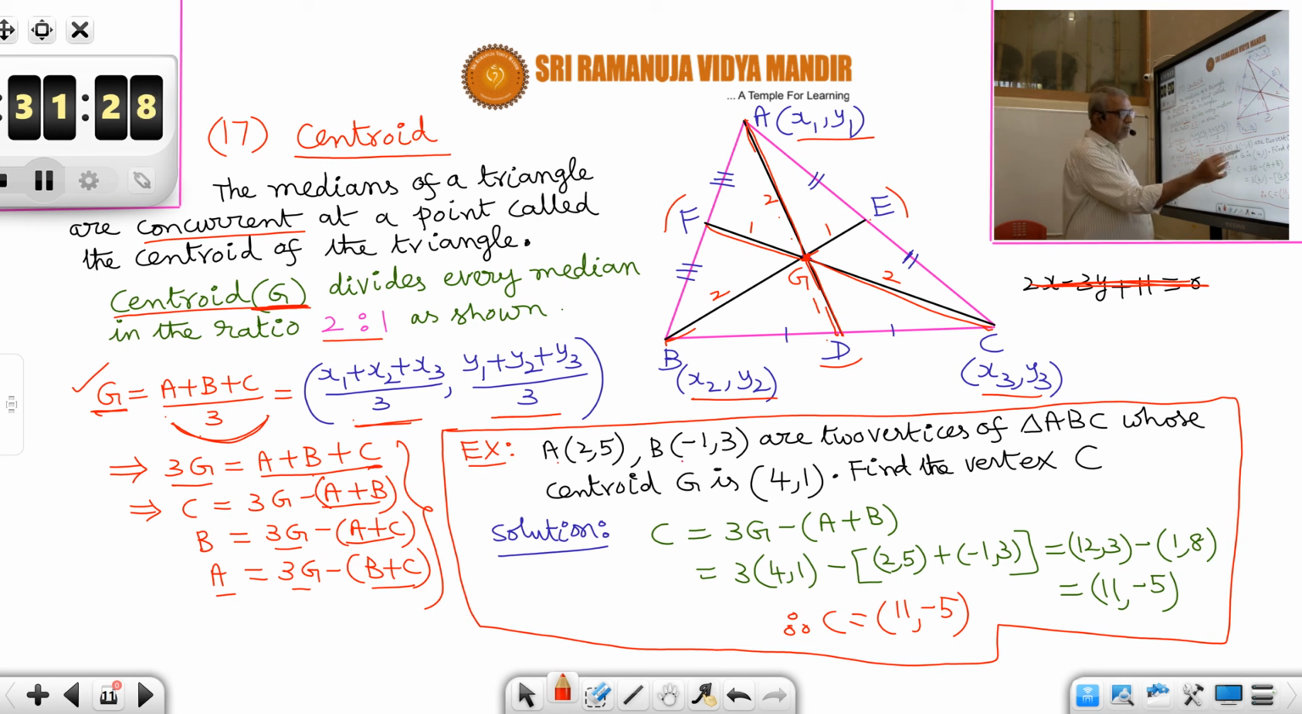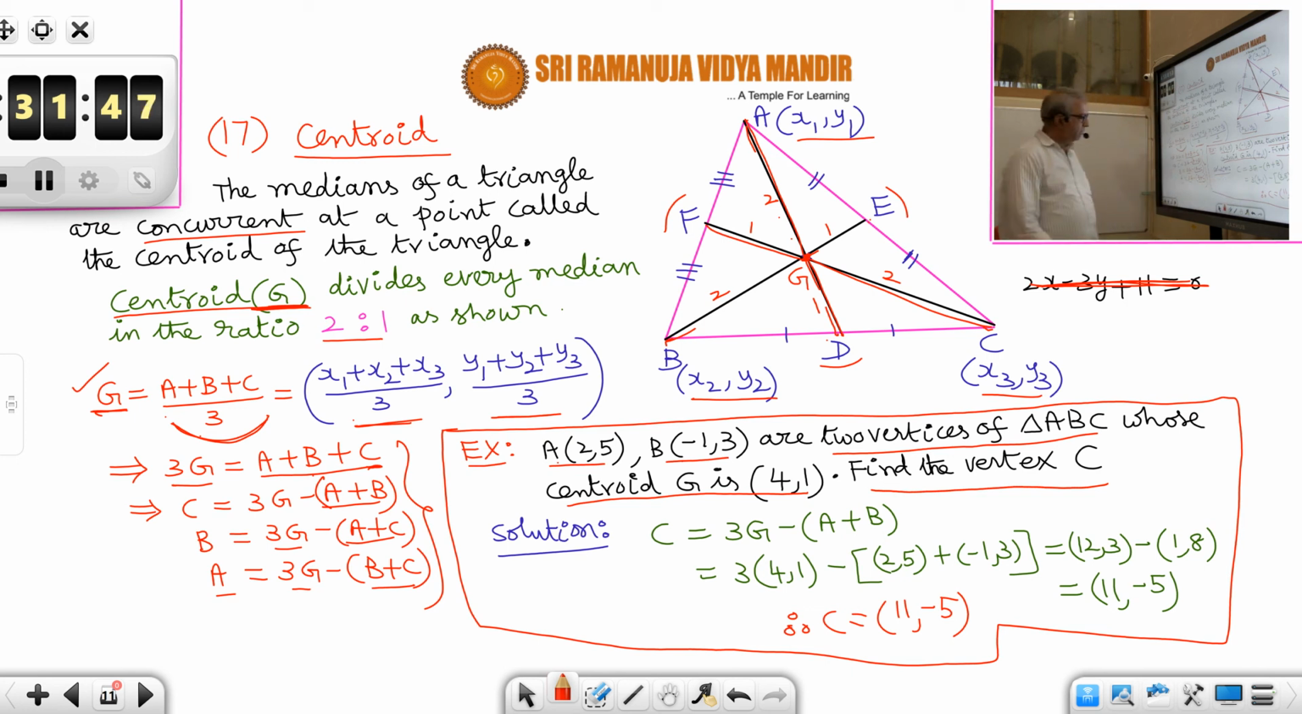Suppose for a triangle, two vertices and the centroid are given. How to find the third vertex? A (2, 5) and B (-1, 3) are two vertices of triangle ABC whose centroid G is (4, 1). Find the remaining vertex C. You can use this formula: C is equal to 3G minus (A + B). Multiply the centroid by 3 and subtract the sum of the given two vertices. Then you will get the third vertex.